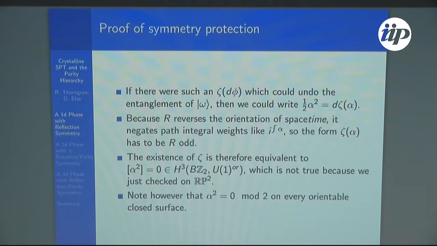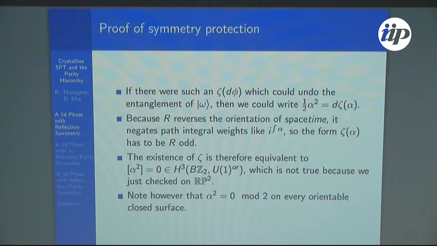Okay, so if there was such a zeta d phi which could undo the entanglement, then I could just plug in alpha where d phi is. It's the same sort of object. And then I would know that half alpha squared is exact, is d of something. But because of the orientation reversal, it's a little bit subtle. I have to consider this equation in some twisted cohomology group. This should be H over Z2. And it's just non-trivial exactly because we computed on a closed manifold and we found something non-zero.